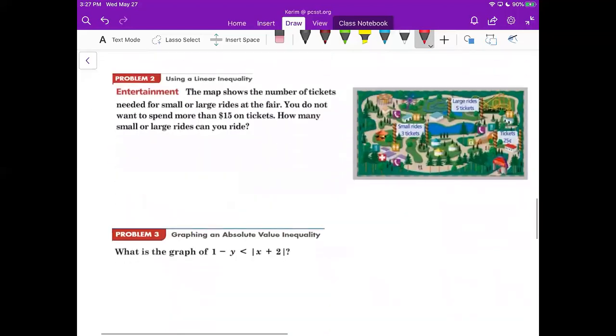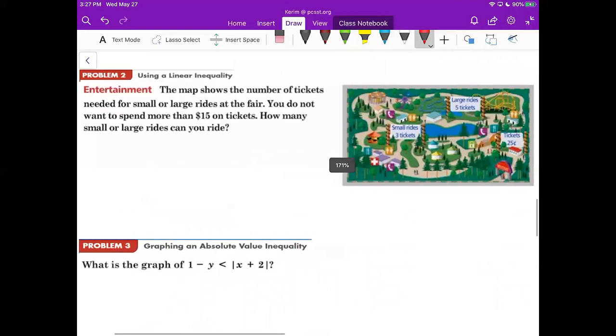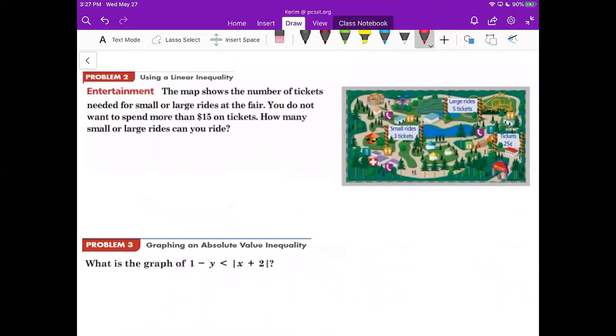So let's look at a real life application of this kind of problem. Problem 2 says, using a linear inequality, an entertainment application. The map shows the number of tickets needed for small or large rides at a fair. So I have 2 categories, and I'm going to underline and highlight those. They are important. And you do not want to spend more than $15 on tickets. So the maximum amount of money that you're going to spend is $15. That's your budget. How many small or large rides can you ride?